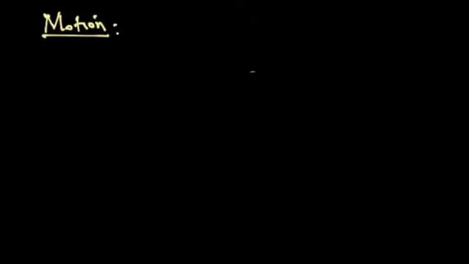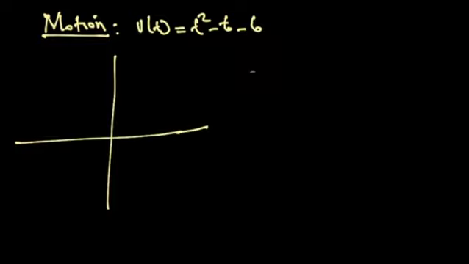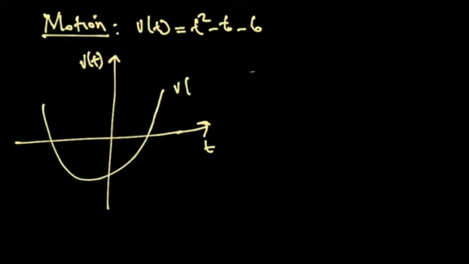A particle moves along a line so that its velocity at time t is given by v(t) equals t squared minus t minus 6. If you want to represent it on the graph, it will look like this. This is your t, that's your v(t), and the graph itself will look like that. So that is your v(t) equals t squared minus t minus 6.